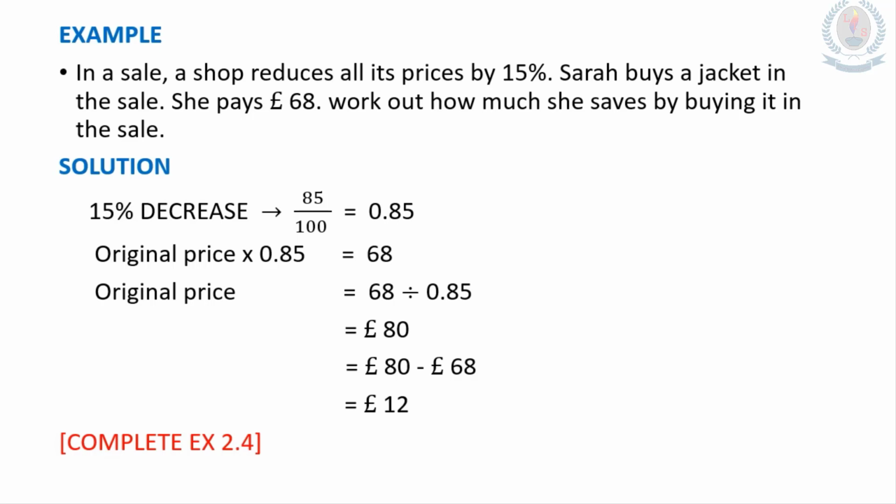Here, 80. Before the reduction 80 pounds, after the reduction 68 pounds. Then you have to subtract these two. 12 pounds is the answer for the saving. I think now you can complete exercise 2.4 in your textbook.